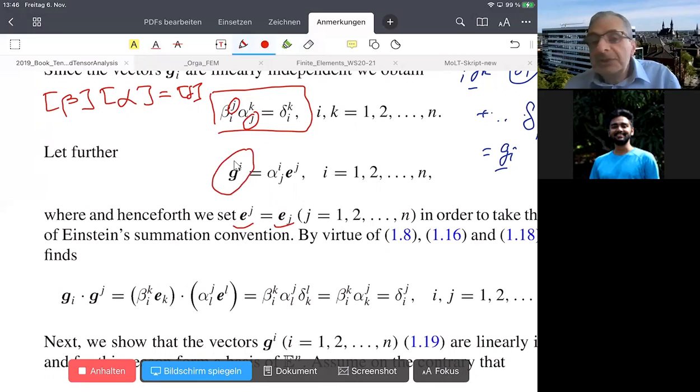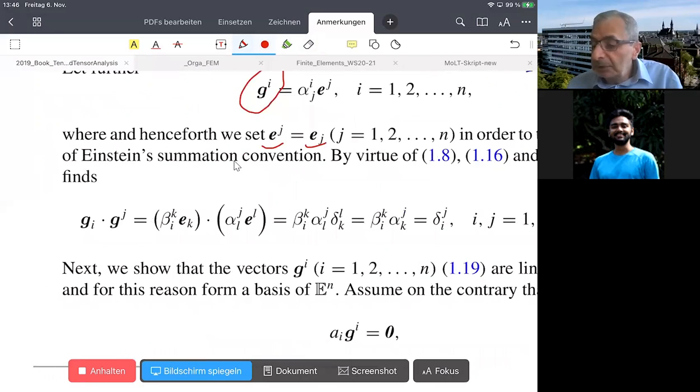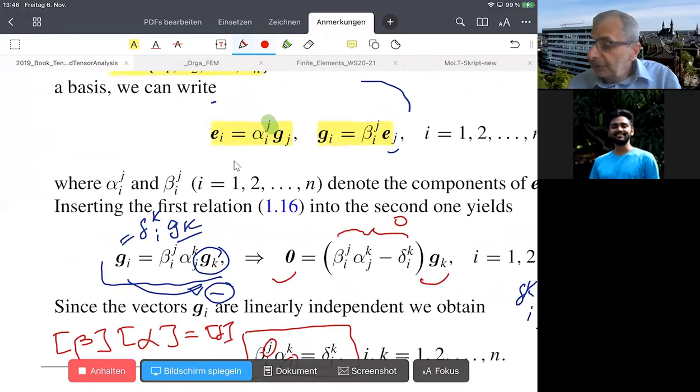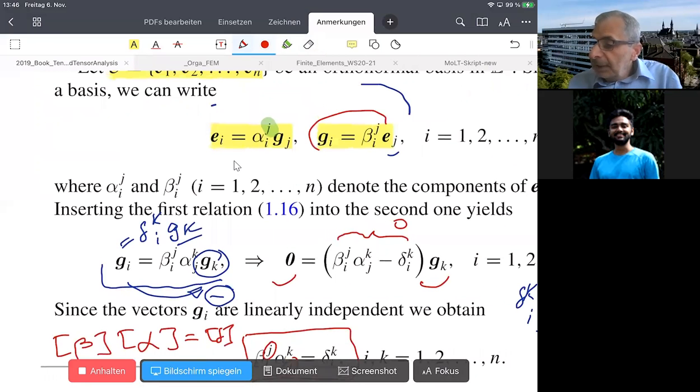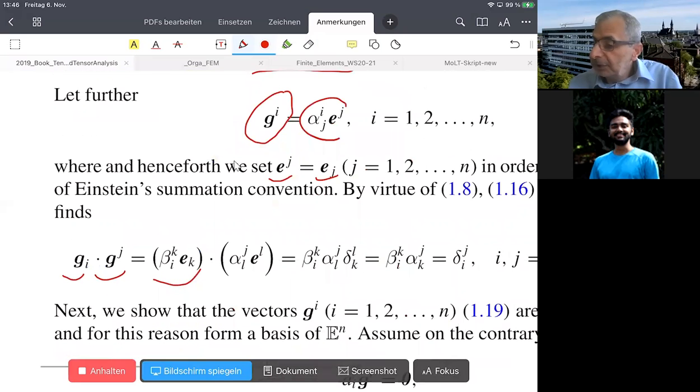vectors, this is a definition, are exactly these dual vectors, vectors dual to our initial basis. How to prove it? We simply calculate the scalar product of our original basis and these vectors Gj. For the original basis, we use this representation in terms of these coefficients beta. You see it was here, this one. And here we use this representation for these vectors, right?